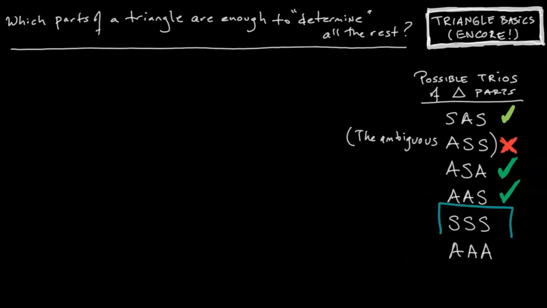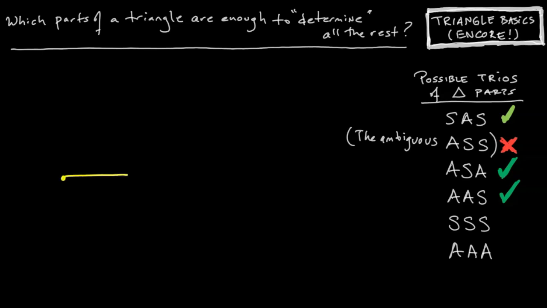So next up, side, side, side. Is that trio enough to determine a triangle? Well, let's see. Suppose I tell you that I have a triangle and it's got a side of length A and then a side of length B and then a side of length C as we go around. Is that enough to determine the rest? Is that enough in particular to determine the angles? Well, let's think about it.